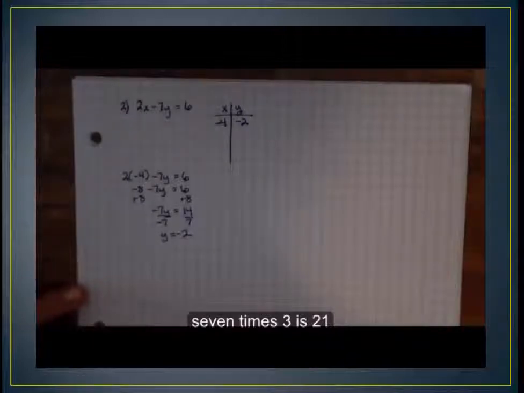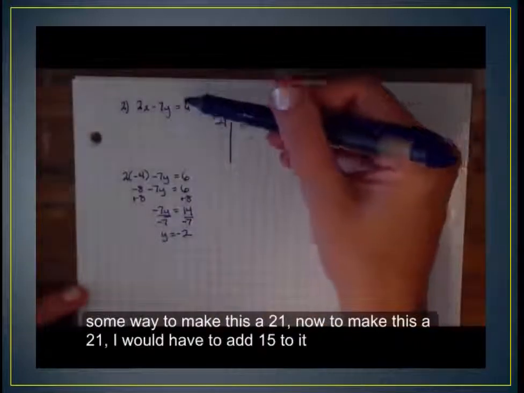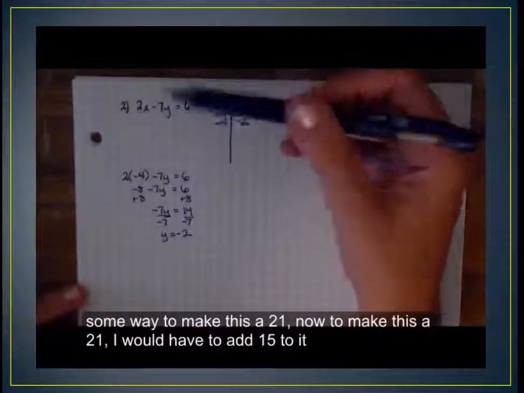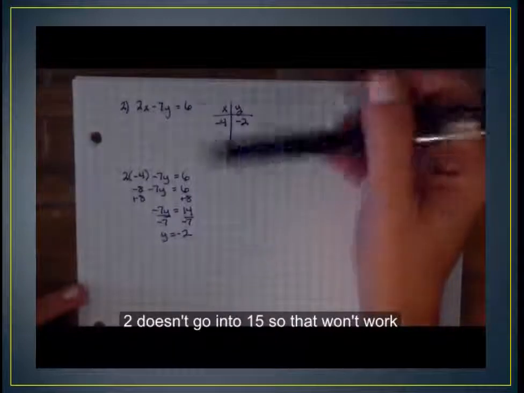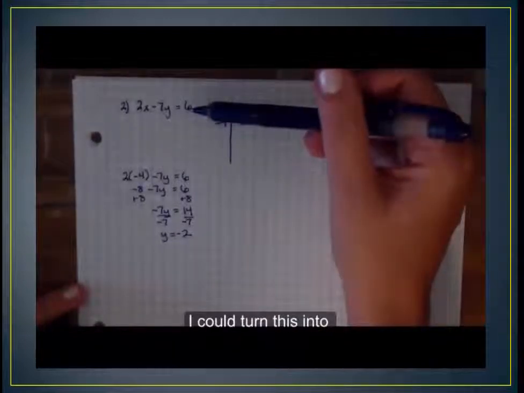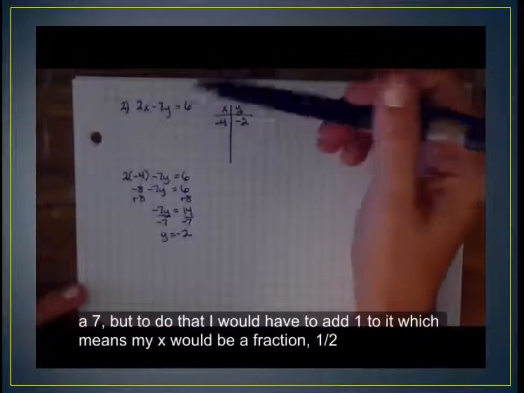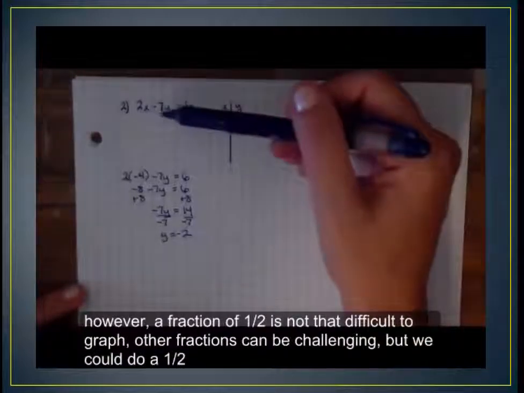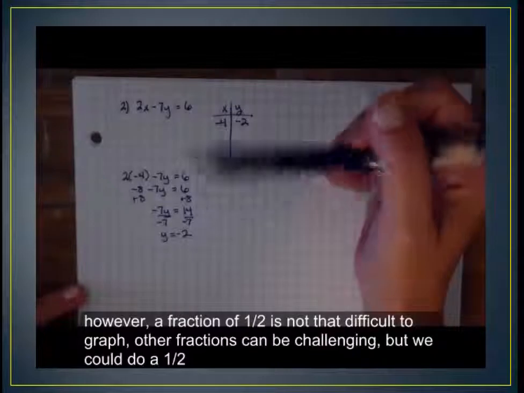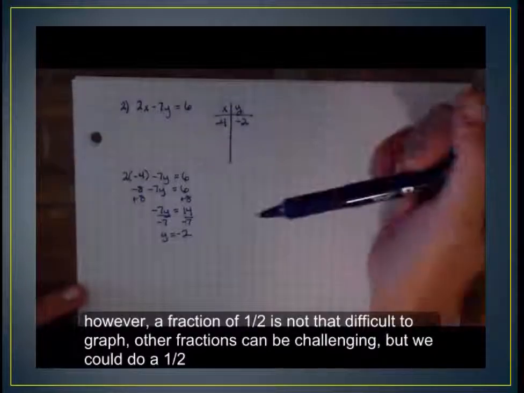7 times 3 is 21, so we could try some way to make this a 21. Now to make this a 21, I would have to add 15 to it. 2 doesn't go into 15, so that won't work. I could turn this into a 7, but to do that I would have to add 1 to it, which means my x would be a fraction, 1/2. However, a fraction of 1/2 is not that difficult to graph. Other fractions can be a little bit challenging, but we could do a 1/2.